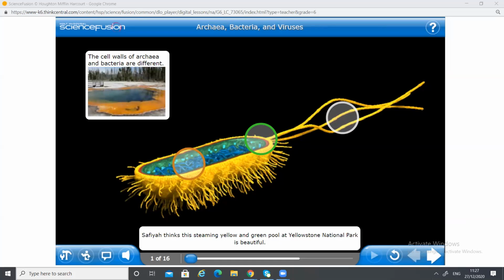Sophia thinks this steaming yellow and green pool at Yellowstone National Park is beautiful. The archaea that live there give the pool its unique color.